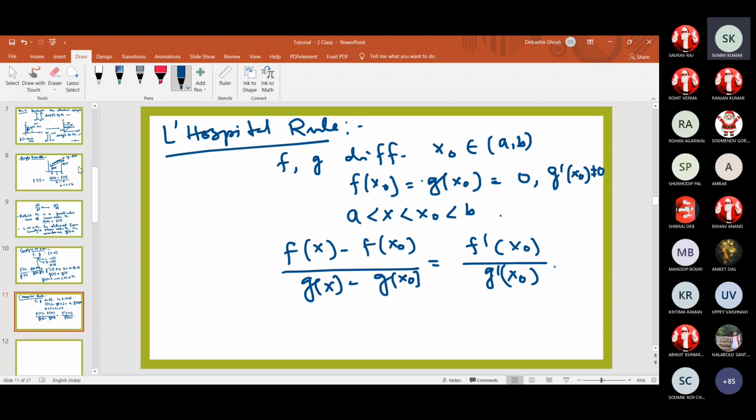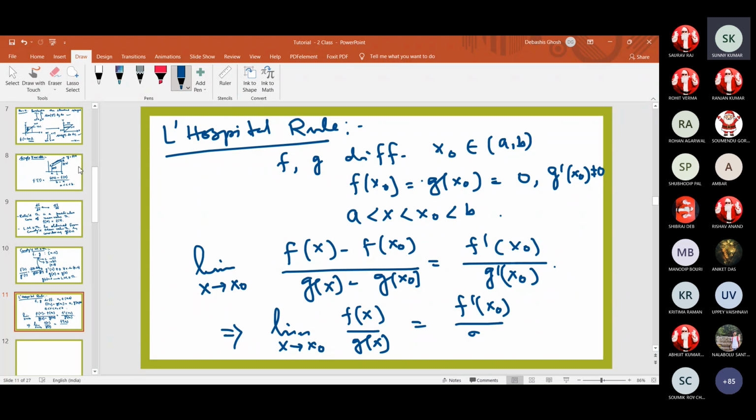Now if you take the limit as x tends to x0, we have this portion: f of x0 comes to 0, and by this condition g of x0 comes to 0. Since f of x0 is 0, it comes in the form of 0 by 0. Therefore the limit as x tends to x0 of f of x by g of x is equal to f dash x0 by g dash x0.